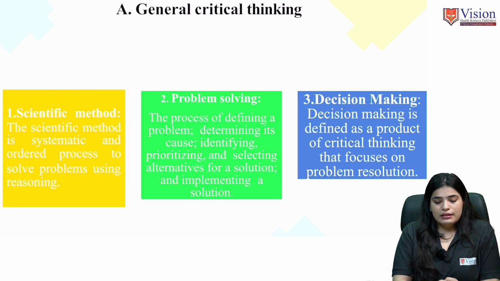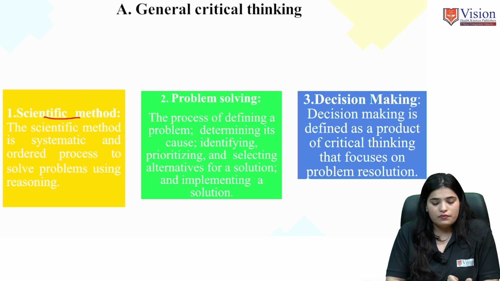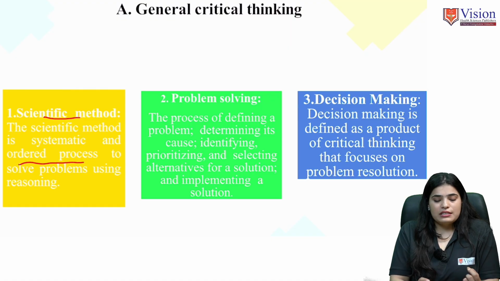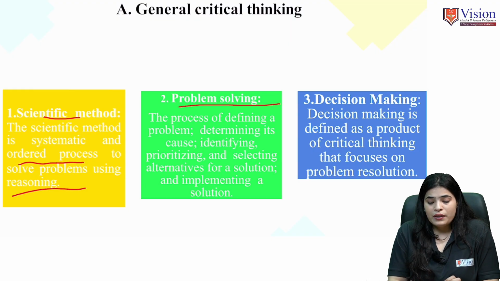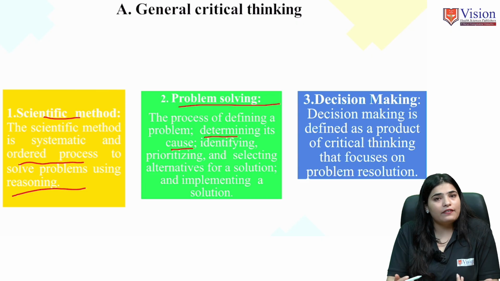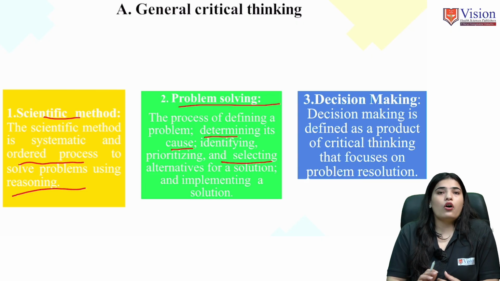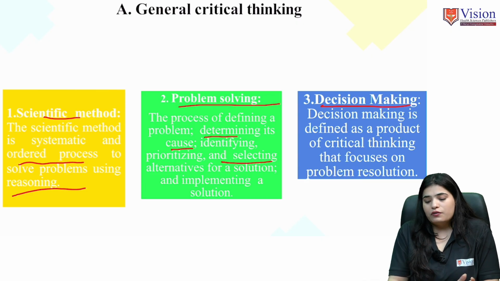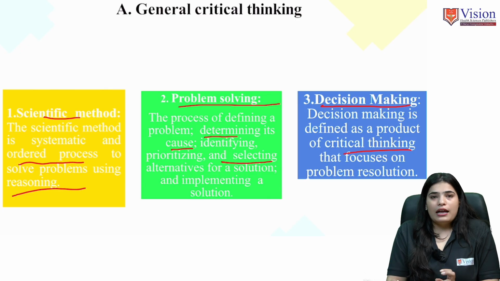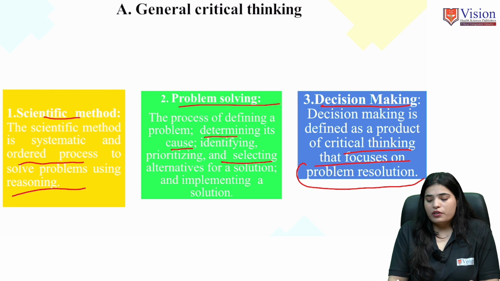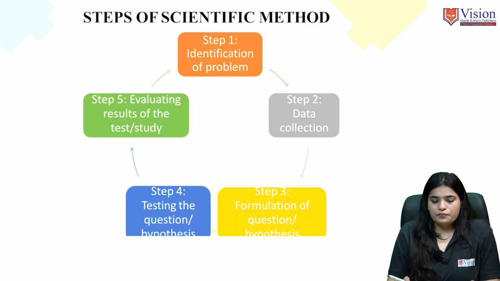So the general critical thinking is the scientific method, a systematic process, where we have to use some steps to solve the problems. Next is problem solving, the process of defining a problem and determining its cause, identifying, prioritizing and selecting alternative solutions for that. And third comes decision making, where we are making a decision on the basis of the problem, and here the main focus is on the solution of that problem, or we can say problem resolution.